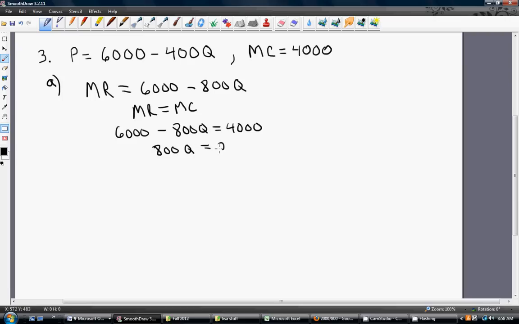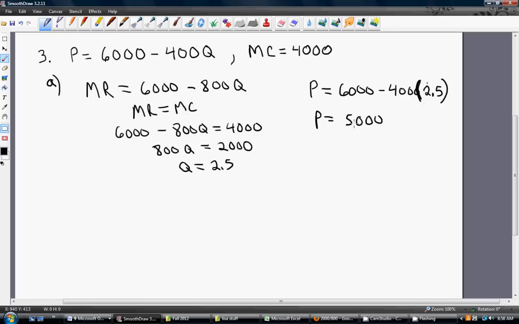800Q equals 2,000. Q equals 2.5, the profit maximizing output. To get the profit maximizing price, we'll take 2.5 and plug it into the inverse demand equation. Okay, and we get price equals 6,000 minus 1,000, or $5,000. That is part A.